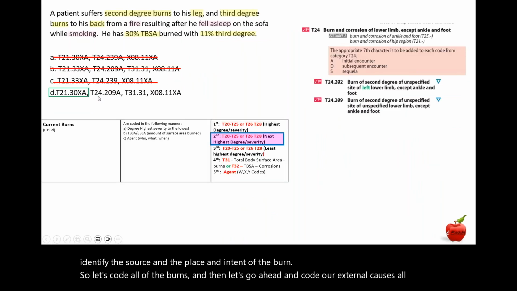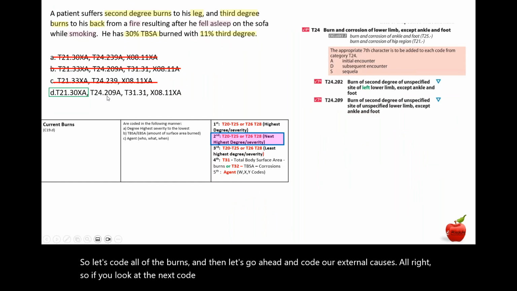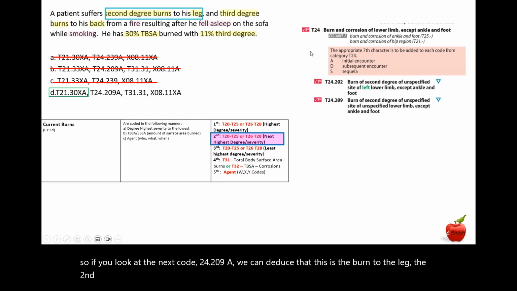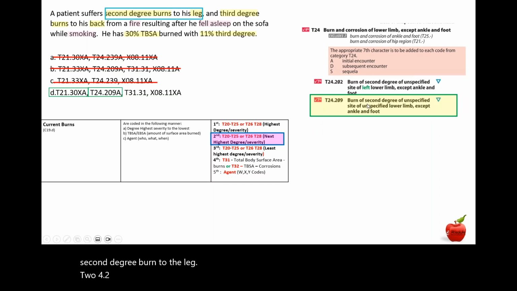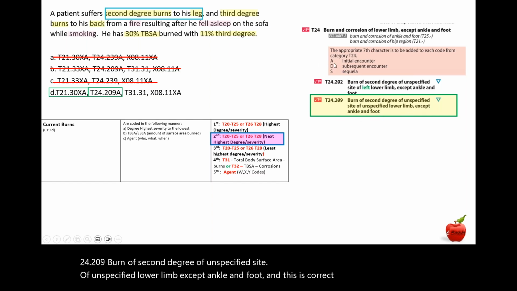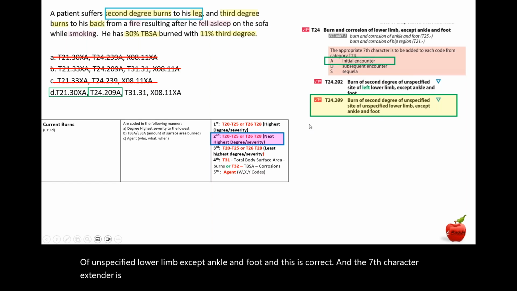All right, so if you look at the next code, T24.209A, we can deduce that this is the 2nd degree burn to the leg. T24.209, burn of 2nd degree of unspecified site, of unspecified lower limb except ankle and foot. And this is correct, and the 7th character extender is A, and that too is correct. Now, let's get to the good stuff.